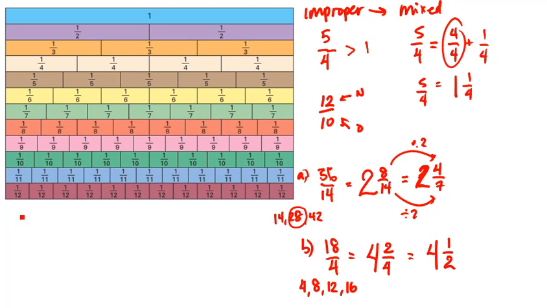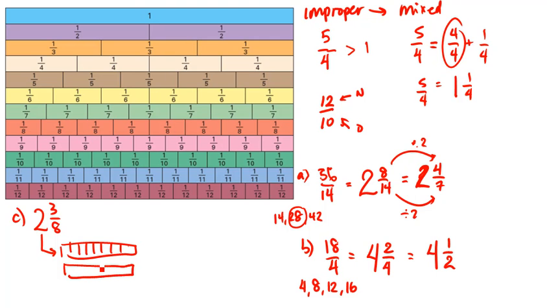How do we move the other way around? What if we wanted to move from mixed to improper? So if I have 2 3/8 chocolate bars, how does that work? Well, I know that each chocolate bar has 8 pieces. So that means 2 full chocolate bars would mean that 8 pieces plus another 8 pieces makes 16 pieces, plus another 3 pieces makes a total of 19.